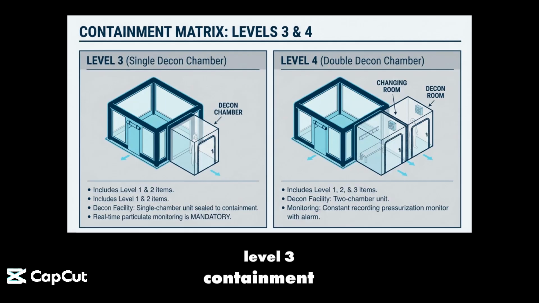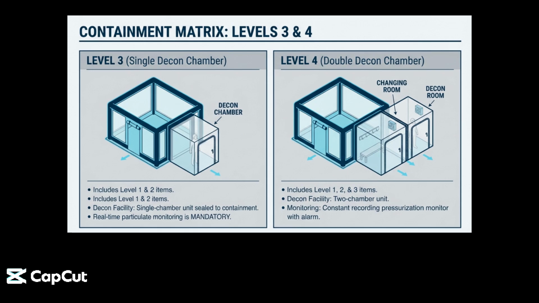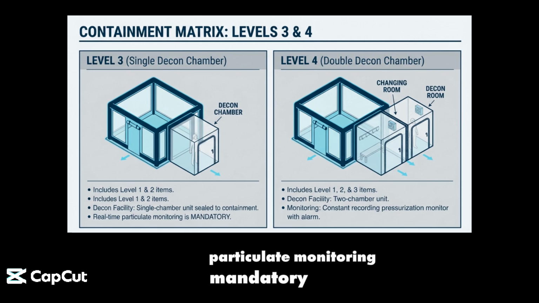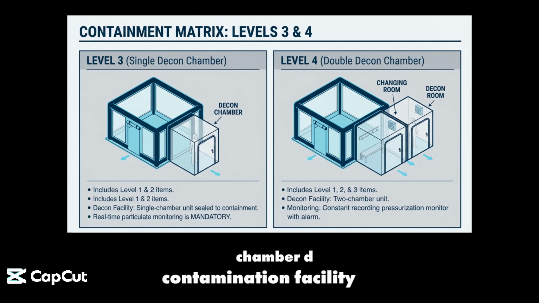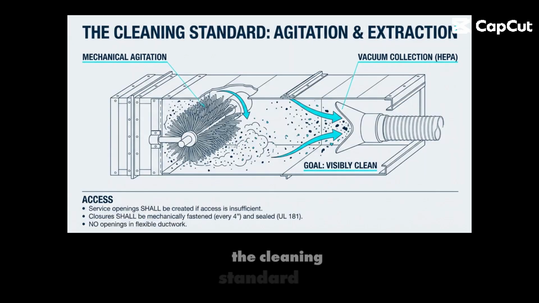Level 3 containment builds on previous levels by adding a single-chamber decontamination unit sealed to the containment area, making real-time particulate monitoring mandatory. Level 4 is the most stringent, requiring a 2-chamber decontamination facility alongside a constant recording pressurization monitor with an alarm. The cleaning standard relies on mechanical agitation to dislodge debris and HEPA vacuum collection to remove it.